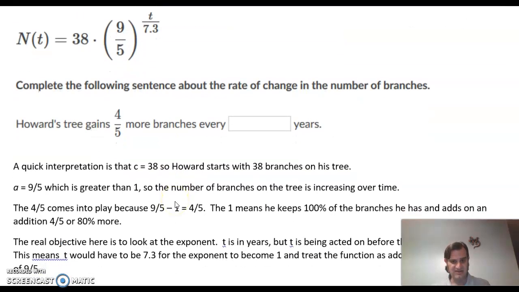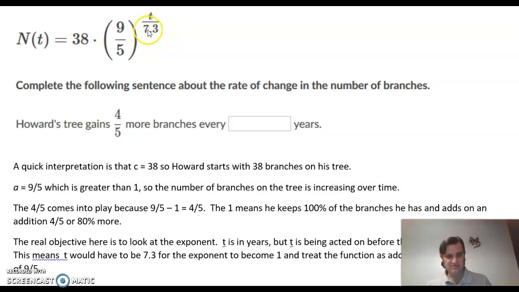So I've got a little explanation down here. That means he's keeping the original, which is 100%, plus he's tacking on an extra 4/5, which is 80%. Now, to handle this question, we need to think about what's happening to the T up here, because we'd plug in a number of years, and whatever that is gets divided by 7.3. So for this thing to actually be 9/5 after the exponent is applied, if we raise 9/5 to something and get 9/5 back, the whole exponent part, T over 7.3, would have to be 1.